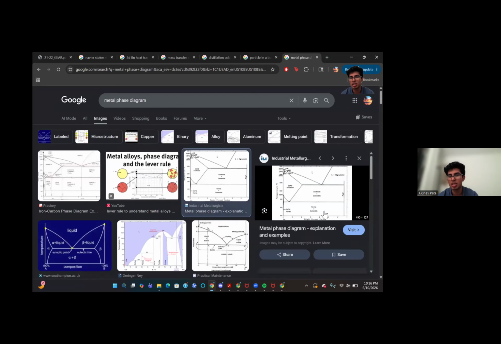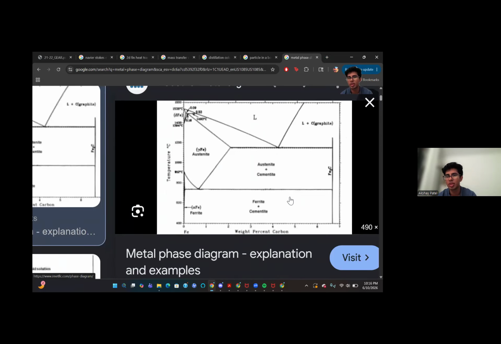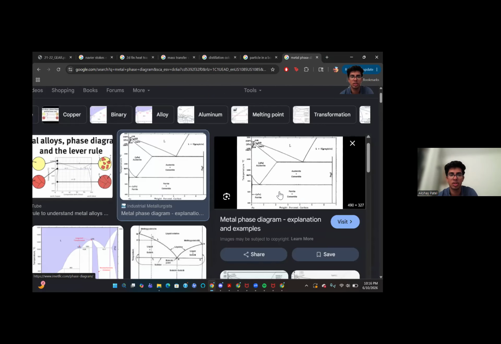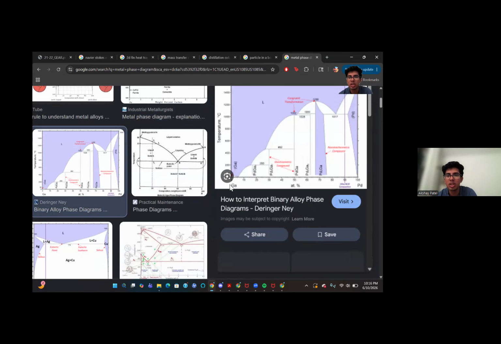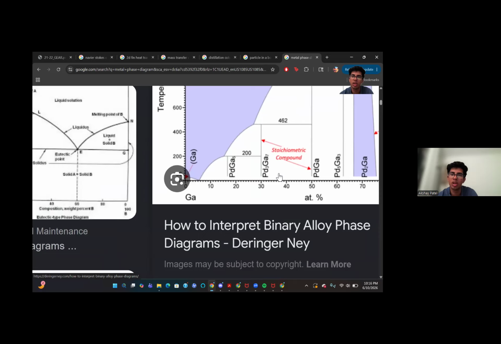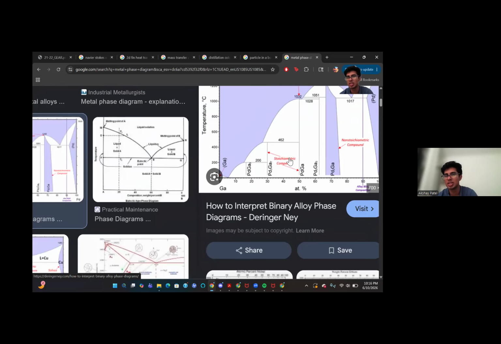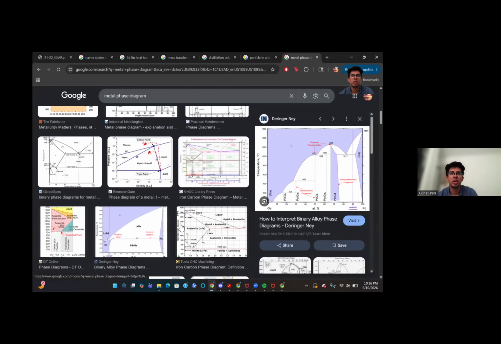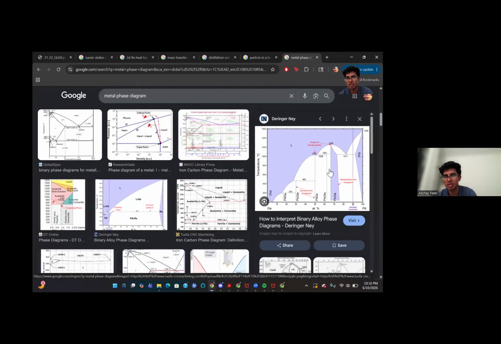Basically you look at your temperature and your alloy type, so how these two chemicals interact, and you understand what temperature a material might exist at and stuff like that. Yeah, that's your material science class. We took it with mechanical engineers.